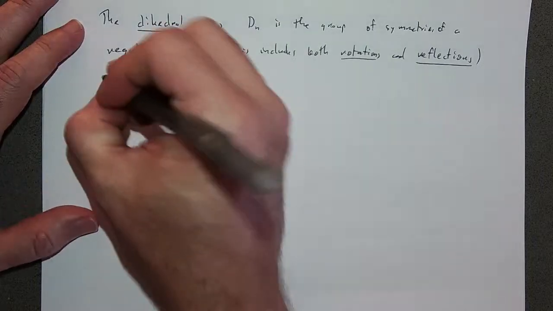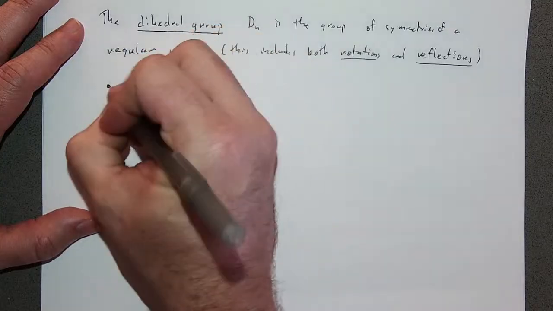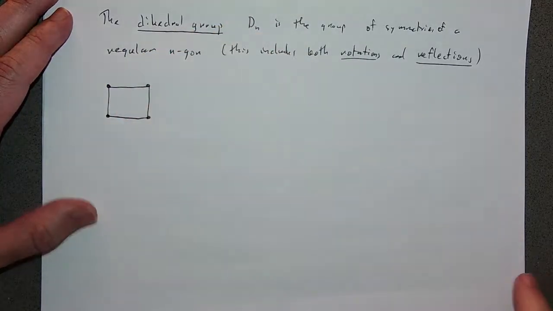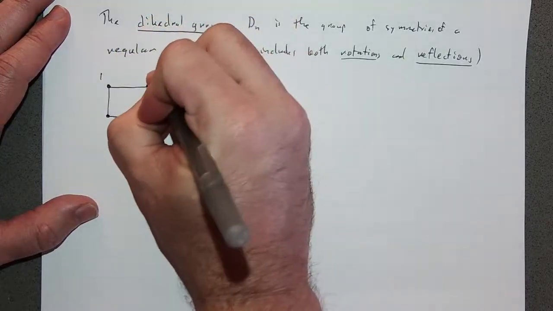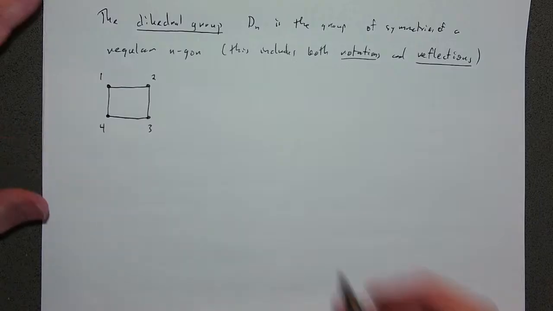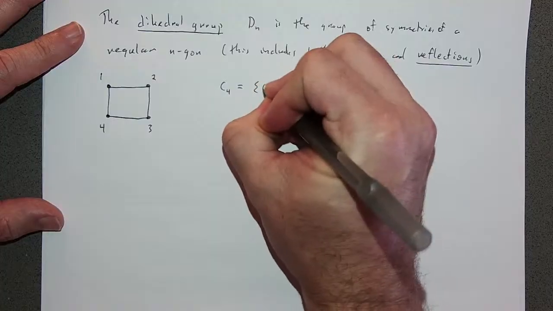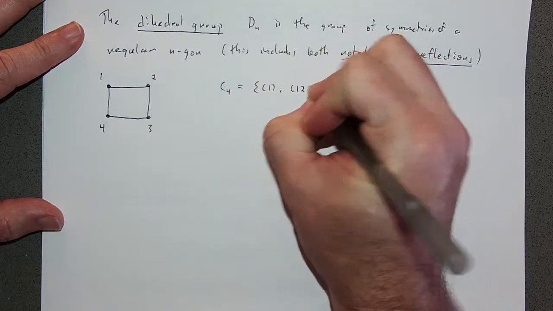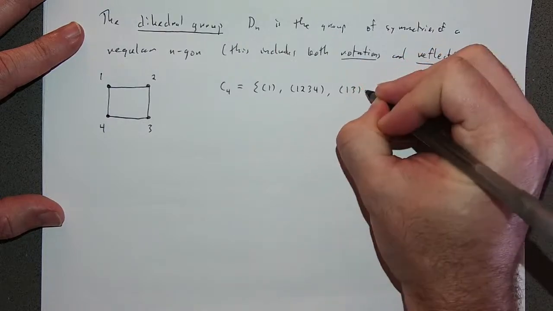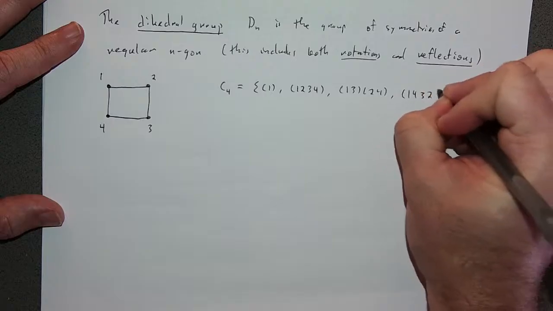Okay, so let's go back to our picture here. Draw it on the same page rather than just keep swapping between these sheets. So here's my regular four-gon. We saw that the rotations were this cyclic group, and here's what they were. Right, here was the 0-degree rotation, 90-degree rotation, 180-degree rotation, and 270-degree rotation. So this was all of them.